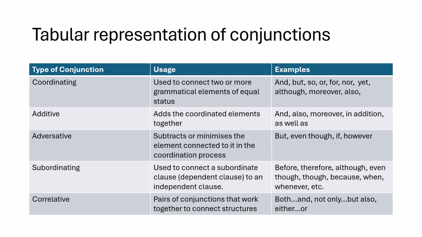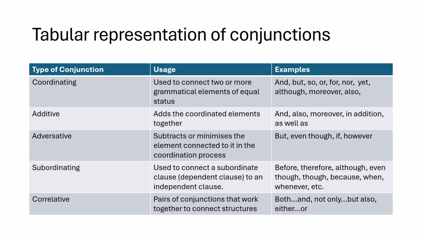So let's look at the tabular representation of the conjunctions. Now, the coordinating ones. What do we use them to do? To connect two or more grammatical elements of equal status. So we have examples like and, but, so, or, for, nor, yet, although, moreover, also. These connect elements that seem to have equal status, so they bring them together.